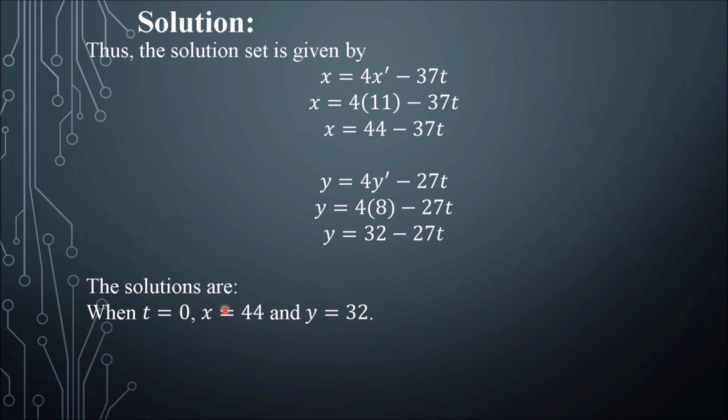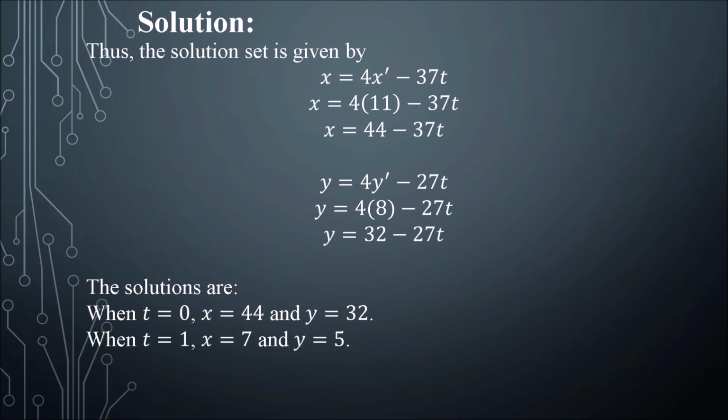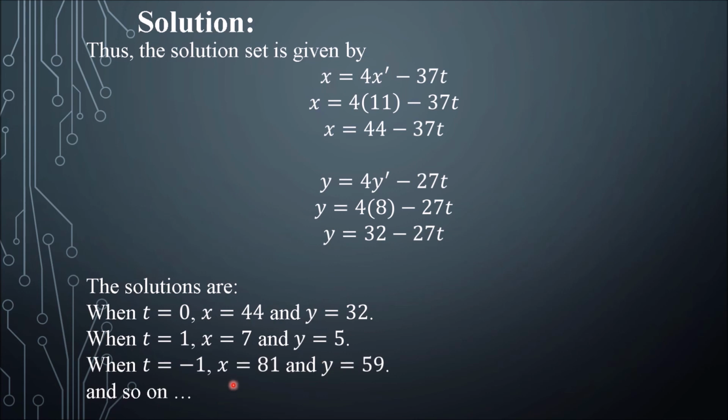Now the solutions are, when t is equal to 0, we have x equals 44 and y equals 32. When t equals 1, x equals 7 and y equals 5. When t equals negative 1, x equals 81 and y equals 59. And so on and so forth.